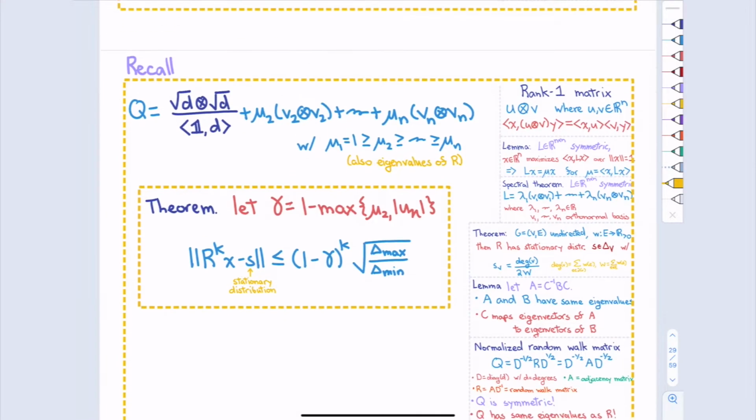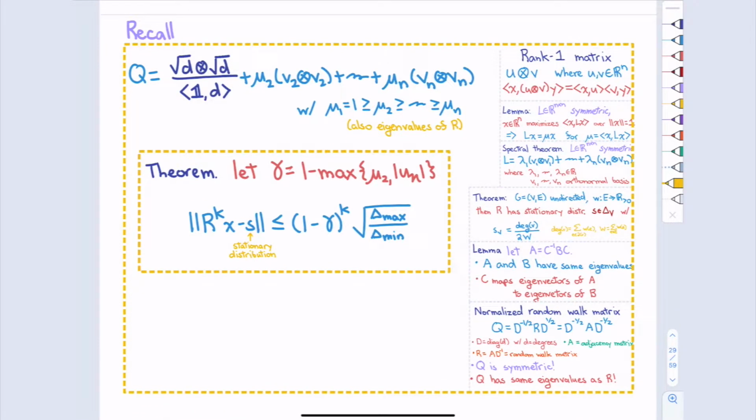Fact 3 is that if mu1, mu2 through mu-n denote the eigenvalues of the random walk matrix, then the convergence rate to the stationary distribution is exponential in the spectral gap, 1 minus either mu2 or the absolute value of mu-n, whichever one is bigger. And that gives an upper bound on the convergence rate towards a stationary distribution. These also played a big role last class, so hopefully they're getting more and more familiar.